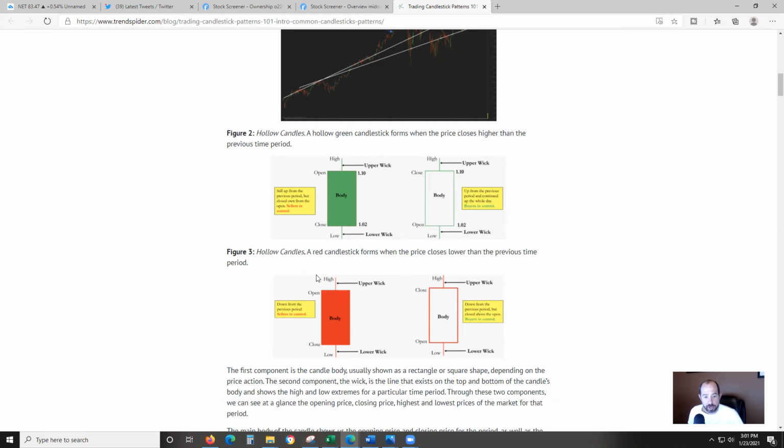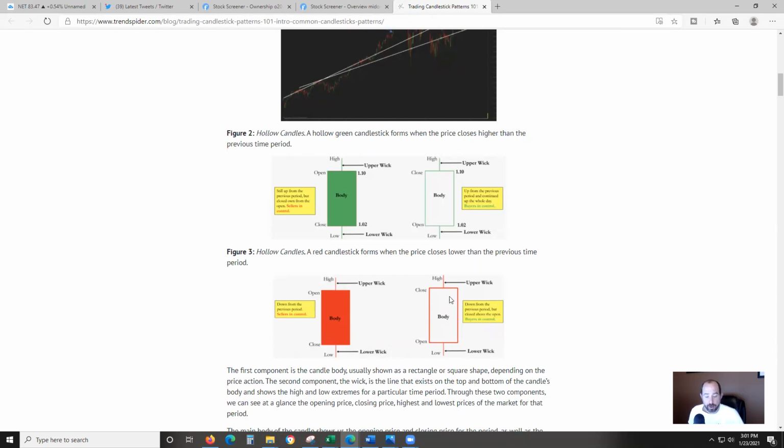Now on the downside, we have the red candles. On the red candles, it opened up here, and then it sold off throughout the day and it got filled in and it closed lower than it opened. All right, so that's a red filled-in candle.